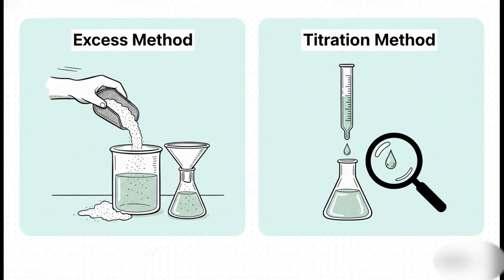Something like sodium hydroxide. You can't just add too much and then filter it out. It's all dissolved. So for those highly reactive metals like sodium and potassium, we need a whole different approach, one that's all about precision.